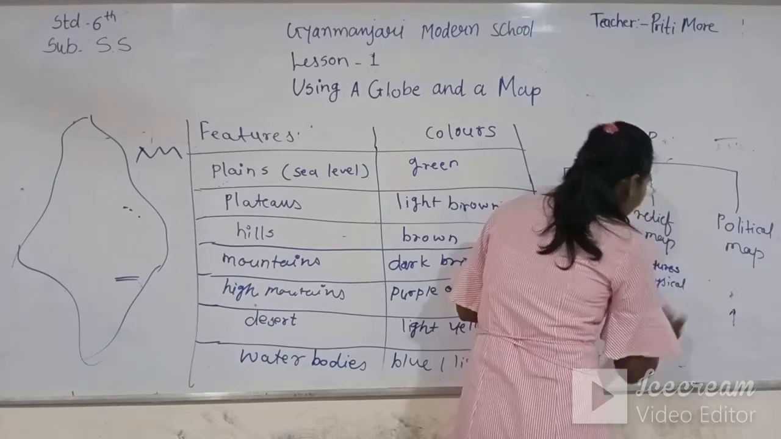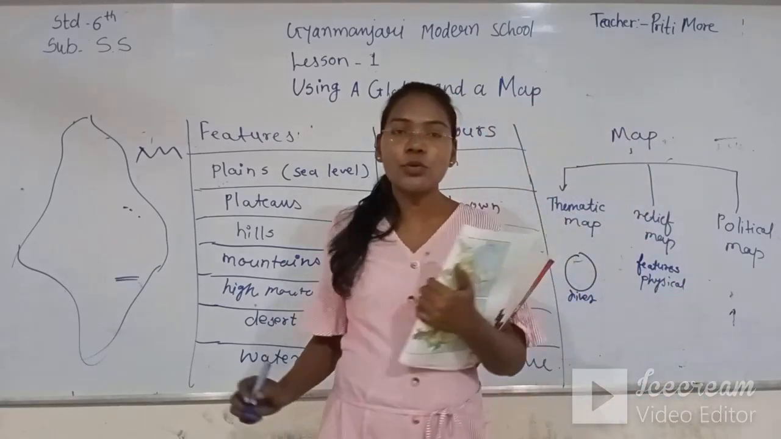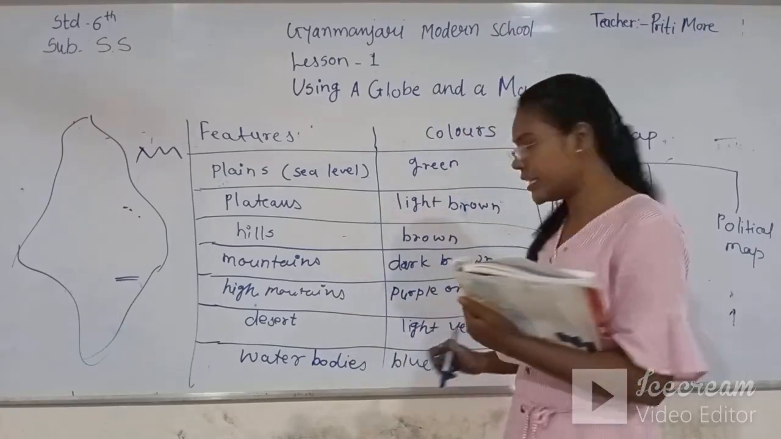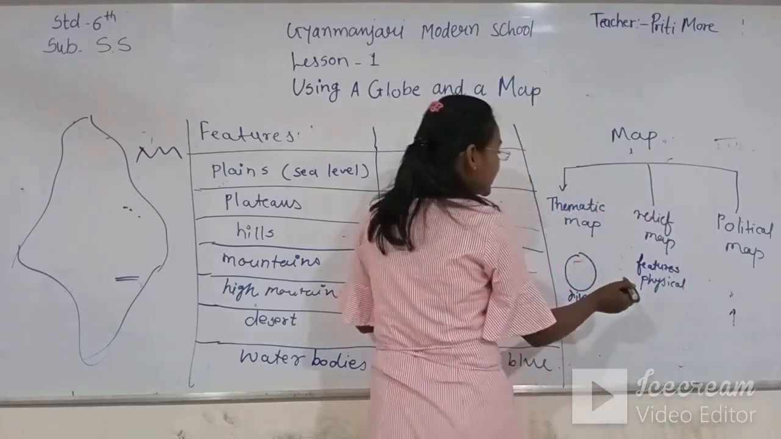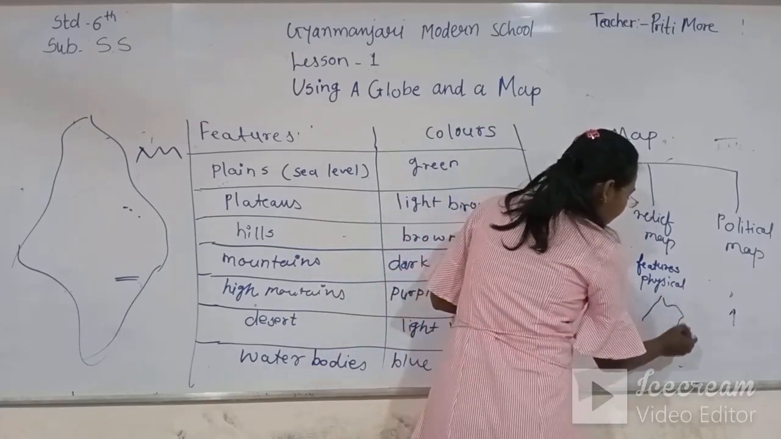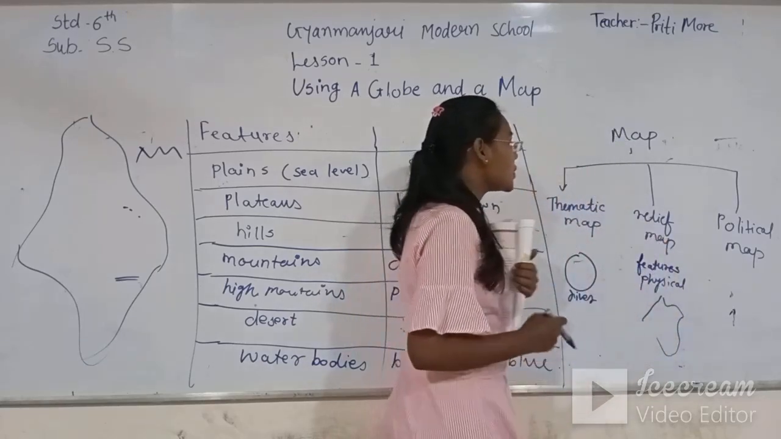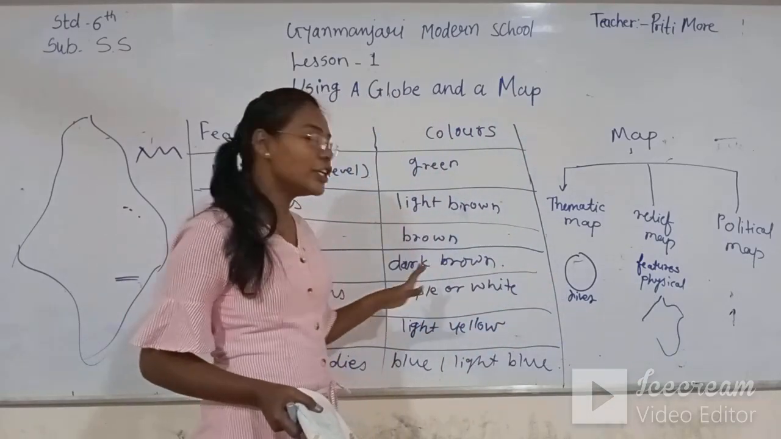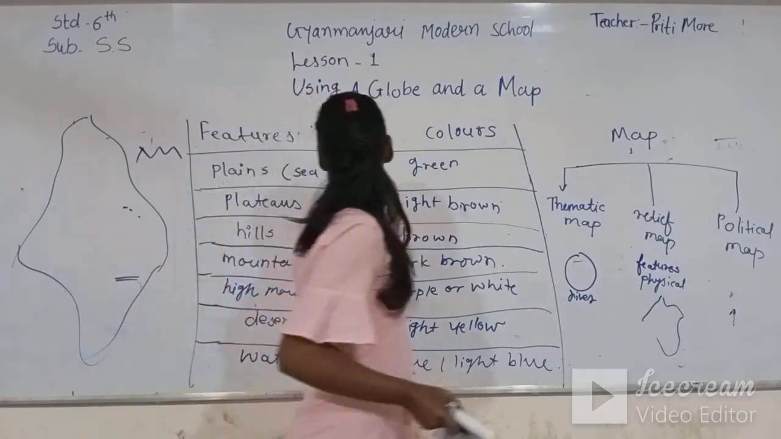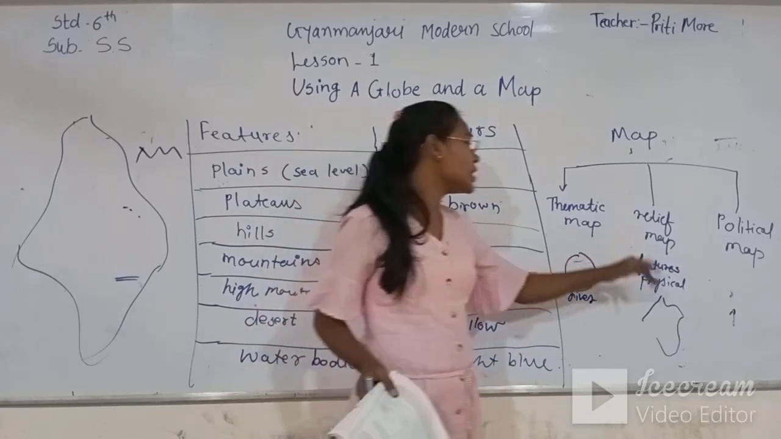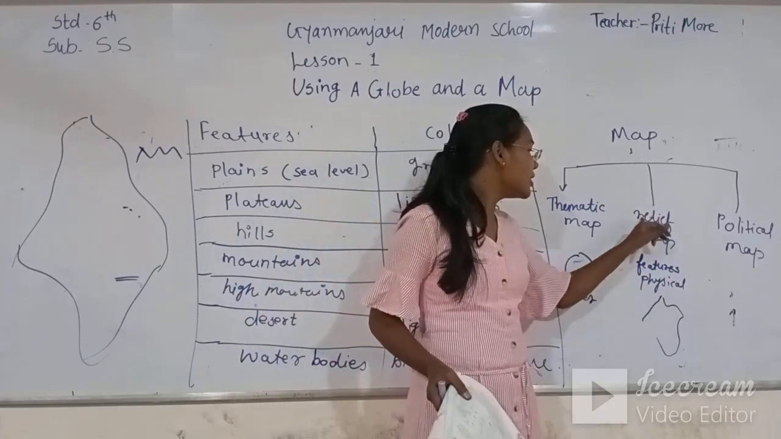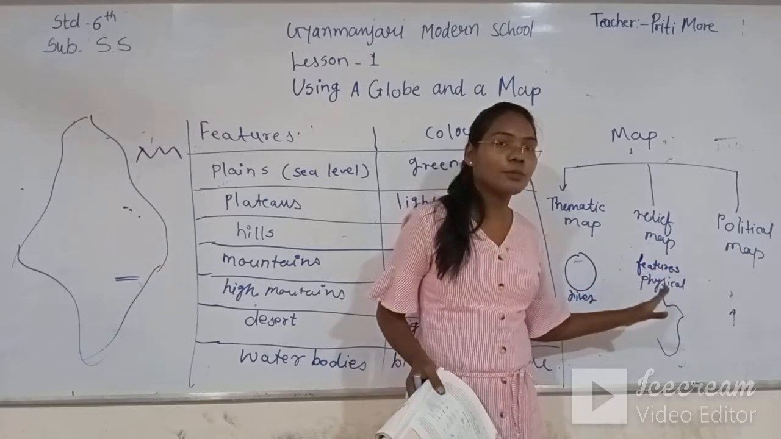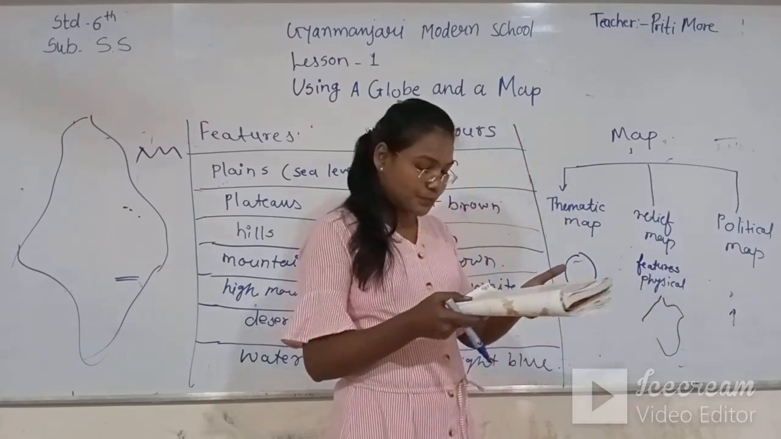Physical features, that is hills, mountains, plateaus and high mountains, deserts, water areas, all come under physical features. So in this map you can see the physical features, including the mountains, the desert, the water area and plain area. Everything you can see in the relief map. In the relief map we show the different physical features of a particular area.